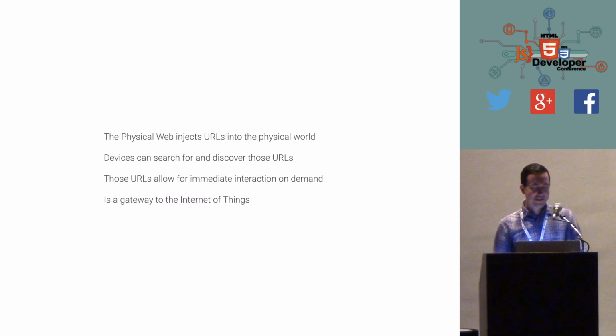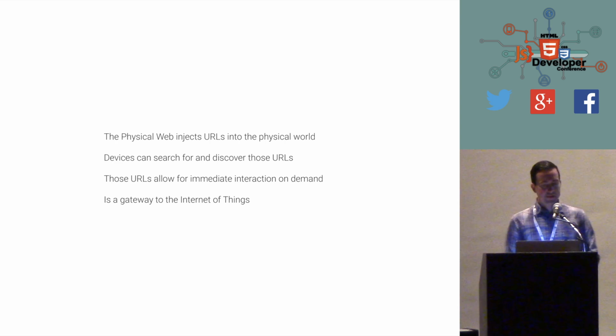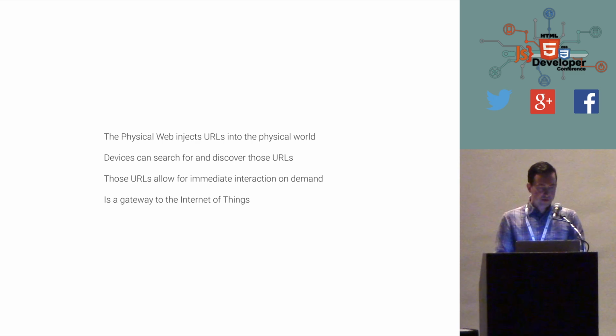So the physical web, in summary, takes URLs and injects them into the physical world. And then we're assuming that there are devices out there that would eventually be able to discover these URLs, discover these devices. And those URLs will take you to either more information or to a way to interact with these devices that are nearby. So it's interaction on demand. An important point here is that this is just a thin discovery layer that we're thinking would be on top of the web, right? It's a springboard or platform to get you into the Internet of Things.